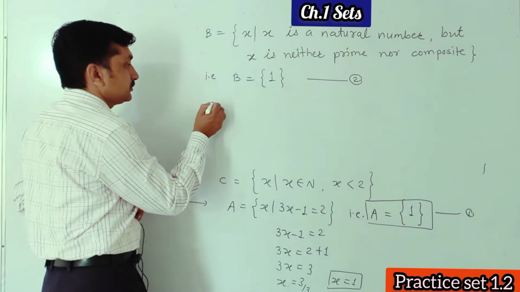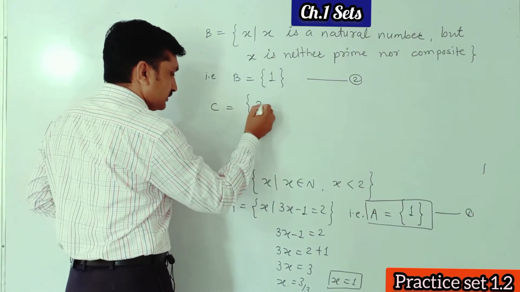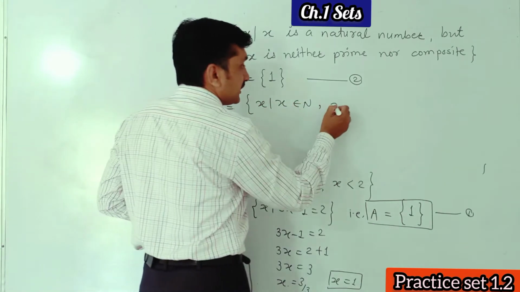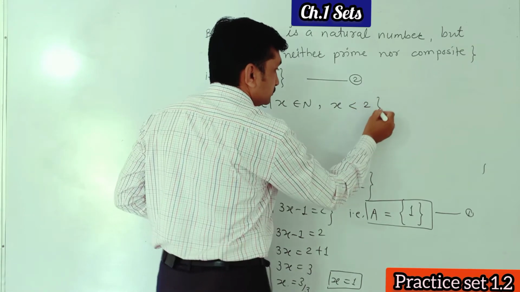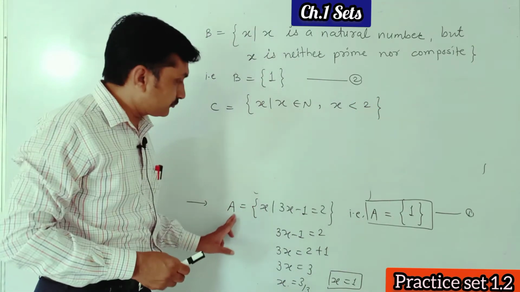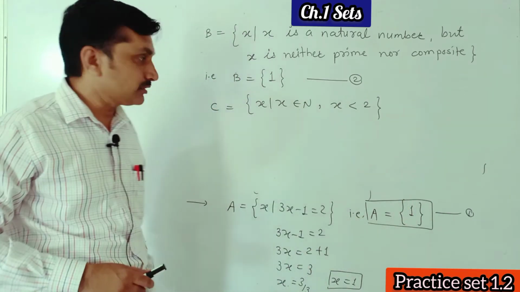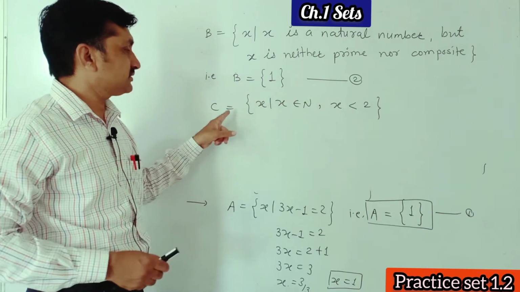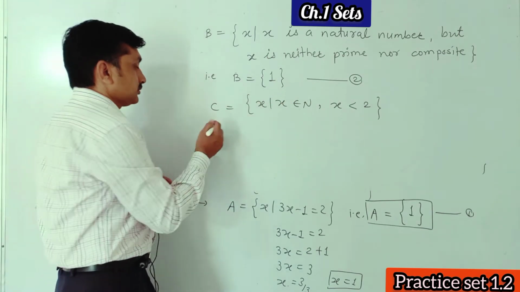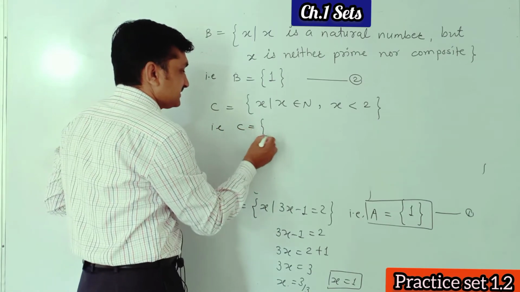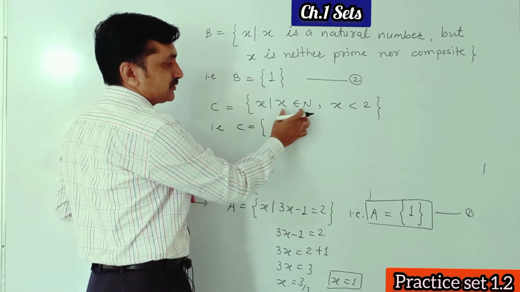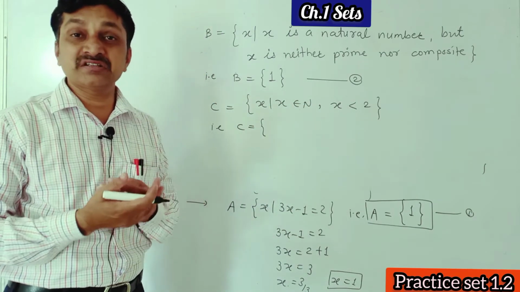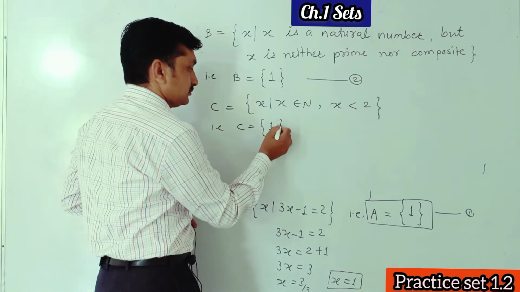Let's see C. C is the set of all x such that x belongs to N, a natural number, but less than 2. Now which natural number is less than 2? You know, it is 1. That is the third. We got A is equal to 1, a singleton, and B also neither prime nor composite, meaning 1.